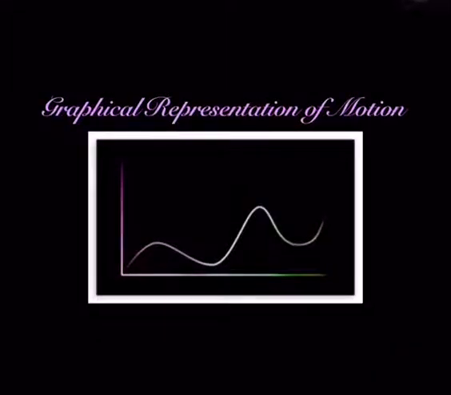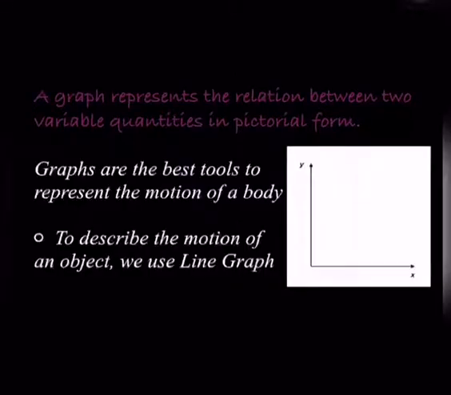Good morning, students. Today we are going to learn about graphs and we'll see how to represent motion graphically. So a graph represents the relation between two variable quantities in pictorial form. Variable means which is not constant, which changes. That is called a variable. And graphs are the best tools to represent the motion of a body.